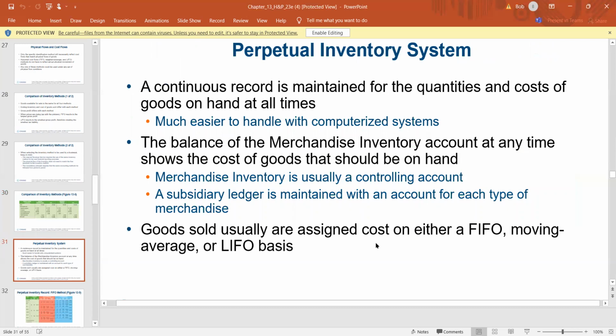Now, everything we just saw was the periodic system. Perpetual, a continuous record is maintained for everything. The balance of the merchandise inventory account shows what should be out there. And the merchandise inventory is the control account. When we say control account, we're talking about an account from the general ledger. Accounts receivable is a control account, and the subsidiary was the schedule, if you will, of accounts receivable. Here, we have merchandise inventory, and with the perpetual system, we have a report that says this $1 million in inventory consists of these 500 items.